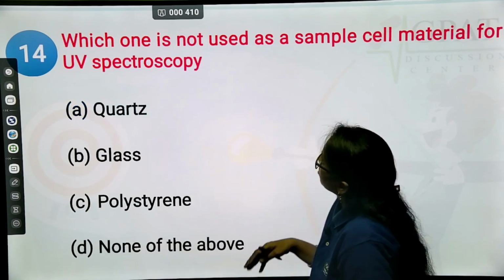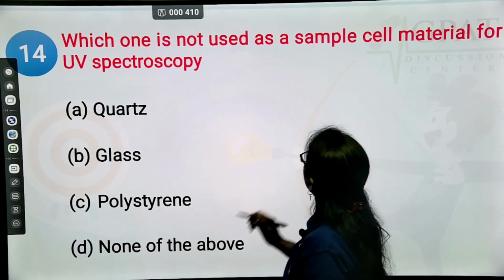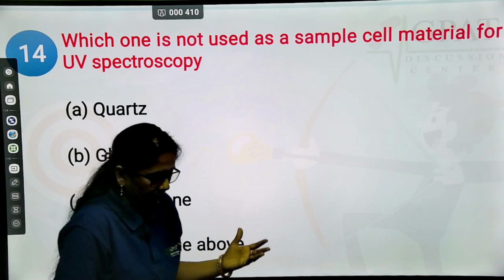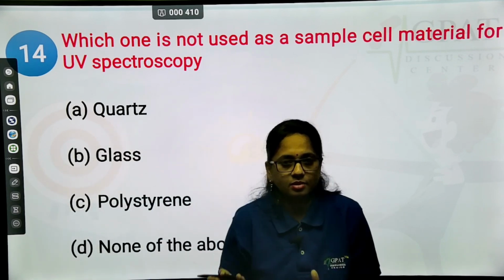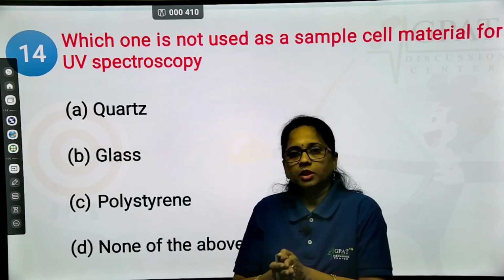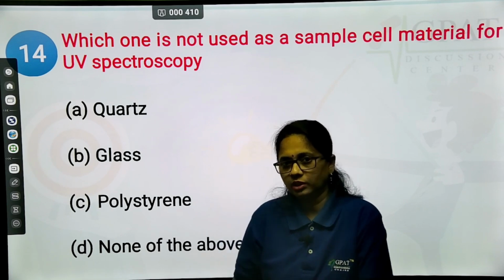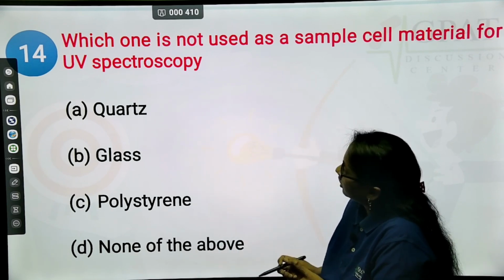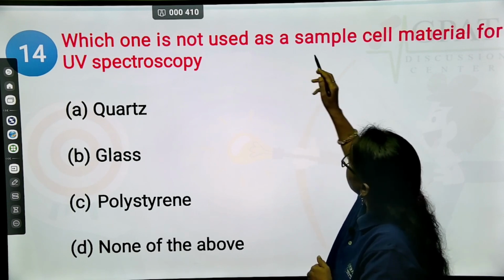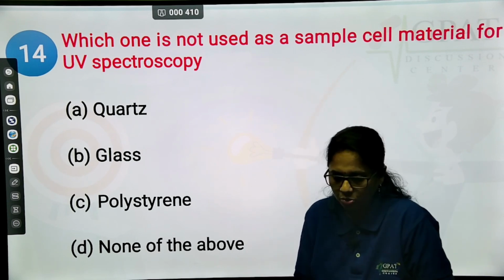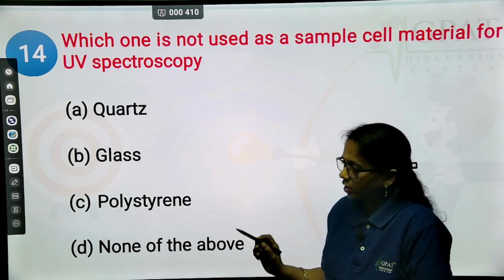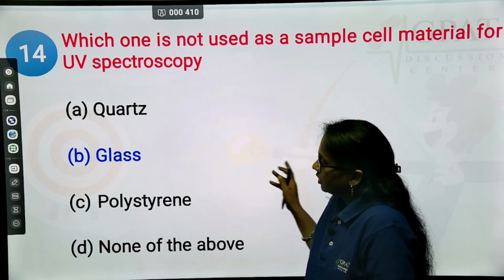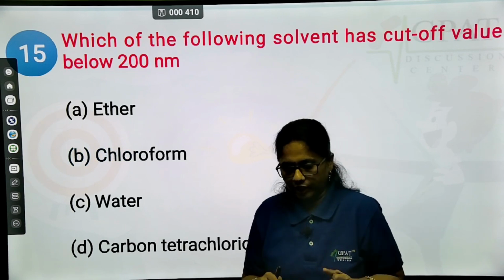Now, let us move to the next question. Which one is not used as a sample cell material for the UV spectroscopy? Already we have discussed it. For the UV spectroscopy, only quartz cells are used, because it is transparent to the UV radiation. Here the options are quartz, glass, polystyrene and none of the above. Which one is not used as a sample cell? Quartz is used, so glass should not be used, because glass is going to absorb the UV light.